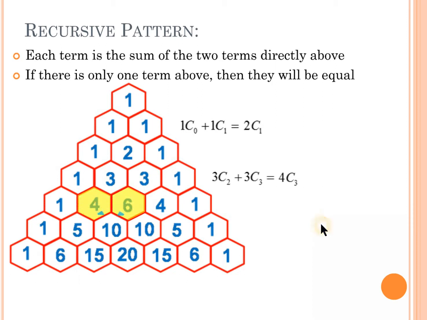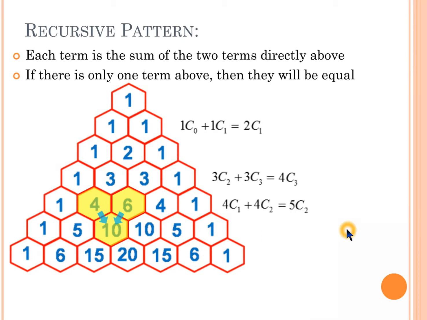Let's take a look at maybe a few more here. 4 plus 6 gives me 10. This is 4 choose 0, so this will be 4 choose 1, and this will be 4 choose 2. So 4 choose 1 plus 4 choose 2 will equal 10. And this 10 will be, well, this is 5 choose 0, 5 choose 1, and this will be 5 choose 2.